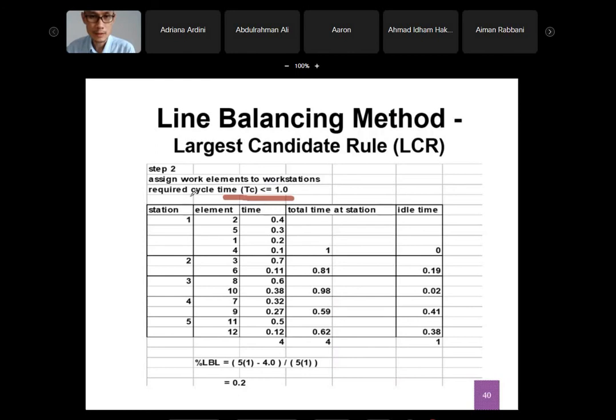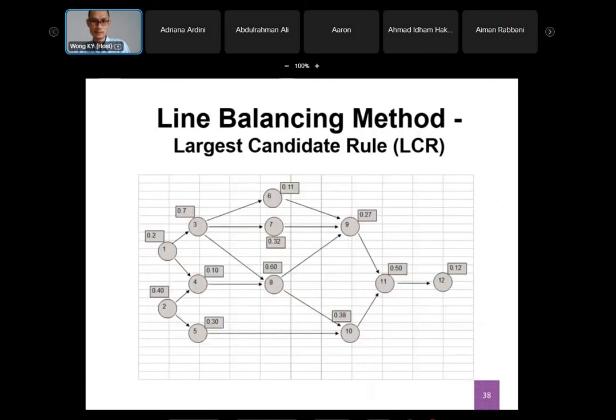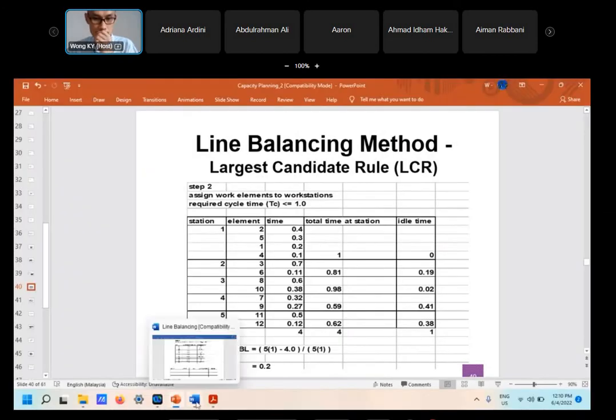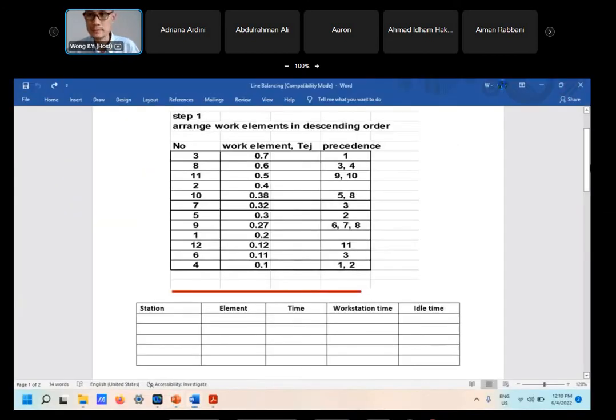Okay, the required cycle time for every workstation is either 1 minute or less than 1 minute. Given this information, given the cycle time and the precedence constraint, how do we assign the work elements into separate workstations? This is what I will show you and discuss with you. I use a Word file.